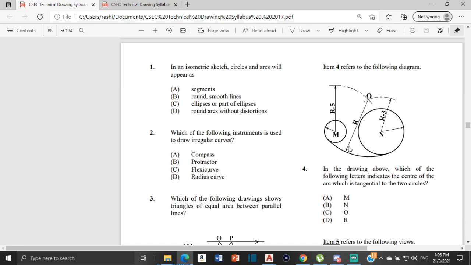Now for the next question, question 4. It says, in the drawing above, which of the following letters indicates the center of the arc which is tangential to the 2 circles? And the answer for that would be O. You can see that this is the arc here that is tangential to the 2 circles, and we see O right here where these 2 arcs meet, and we have an arrow that is pointing to this arc right here. So we know that O would be the center of this arc. So this answer is O.